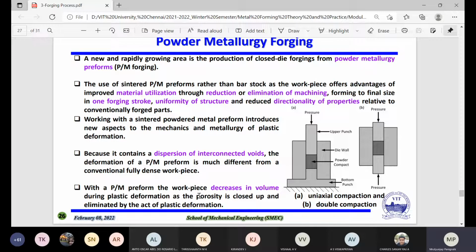With the powder metallurgy preform, the workpiece decreases in volume during plastic deformation. The porosity is closed off and eliminated by the act of plastic deformation. With the help of plastic deformation, initially the volume will be high, and finally the volume will be lower, because you have to press it. The moment you press it, the volume will decrease. Whereas in what we have discussed up to now, the initial volume is equal to the final volume; that way we have calculated. But here, the moment you use plastic deformation or mechanical working with powder metallurgy, your volume will drastically decrease. Is it clear?